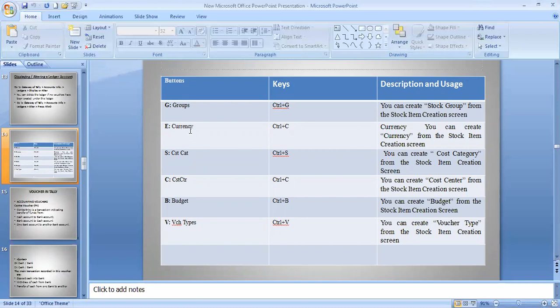Okay. And E is the currency, that is Control C. You can also create currency from the stock items and creation menu; you can go for it here. And CST and CAT, that is Control S, you can create a cost category here. Okay. Control C is to create a cost center from the stock item creation screen, Control B is for preparing a budget, and Control V is for voucher entry. Voucher type from the stock item creation, you can go to it.